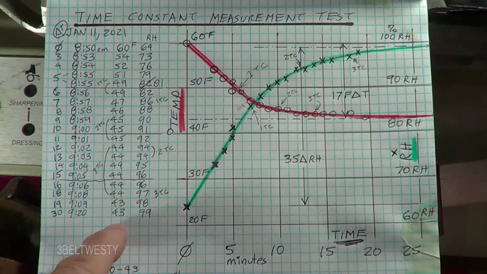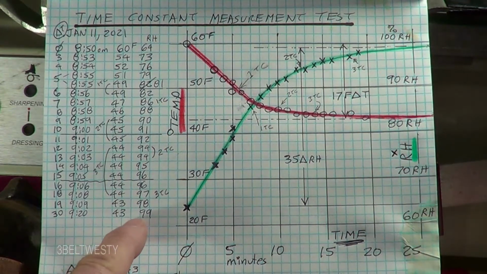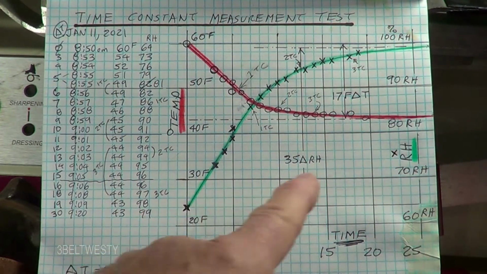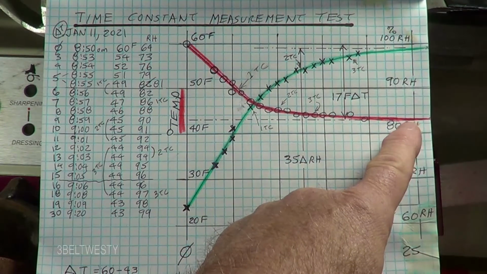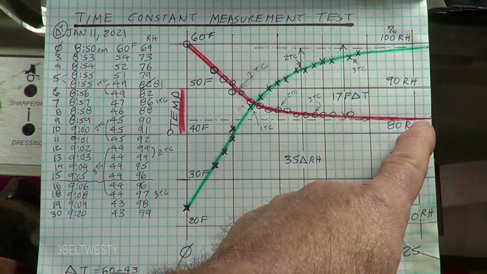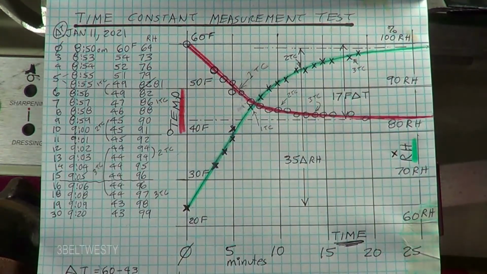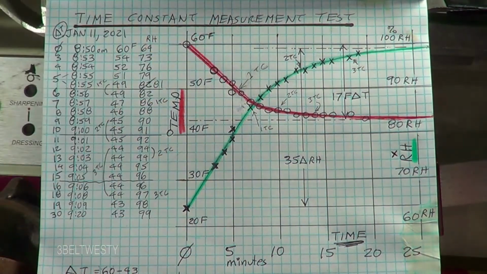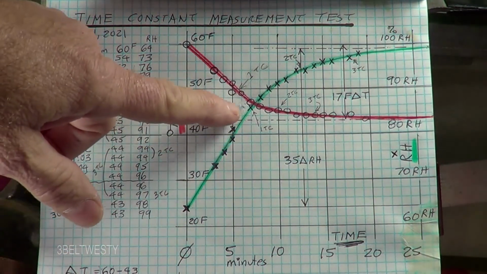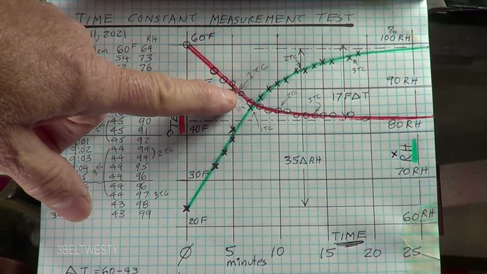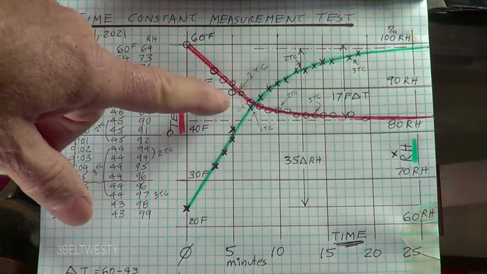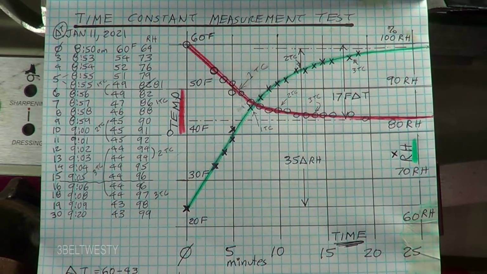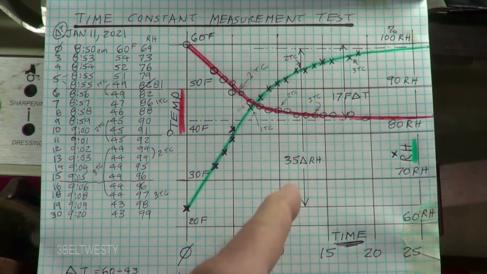The final values were 43 degrees outside and 99% RH. From these curves I can take the total delta and then take 63%, which is one time constant, and you figure out the temperature probe has a time constant of about 5 to 5.5 minutes, and the humidity sensor is about 6 to 7.